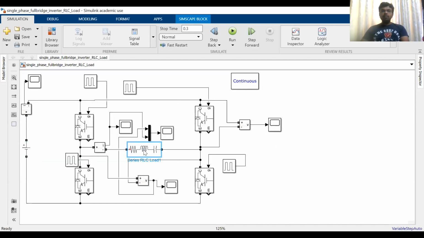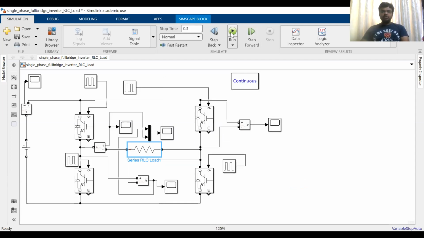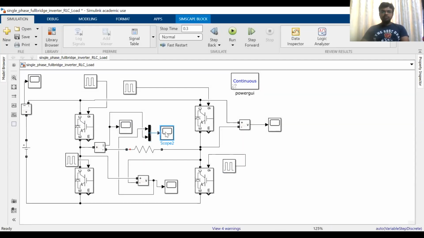So first we will go for R load. R load means what happens? Active power. There is no reactive power. So I am making here 0, and this is also 0. Okay, and apply. And if you run the simulation, so see, this is the simulation.